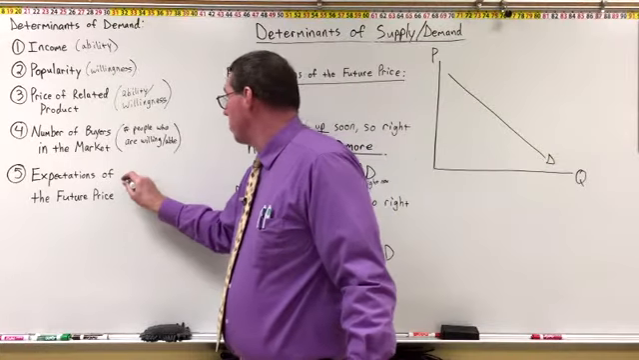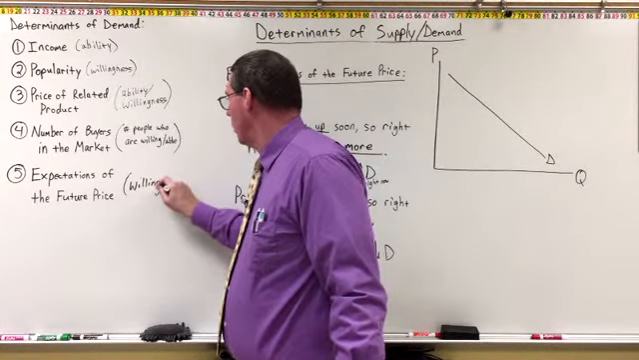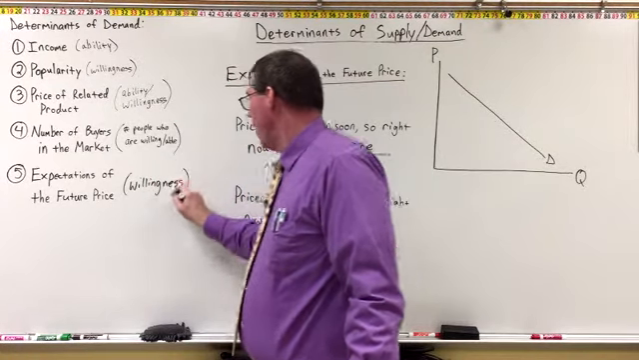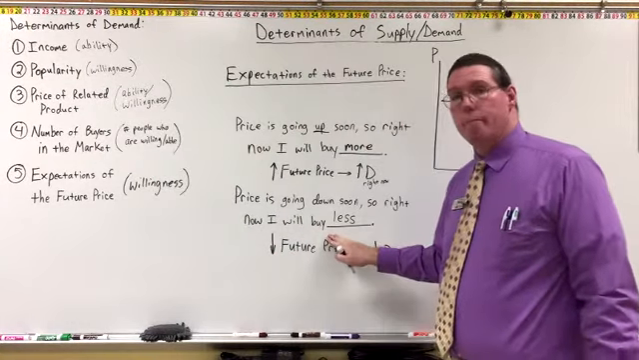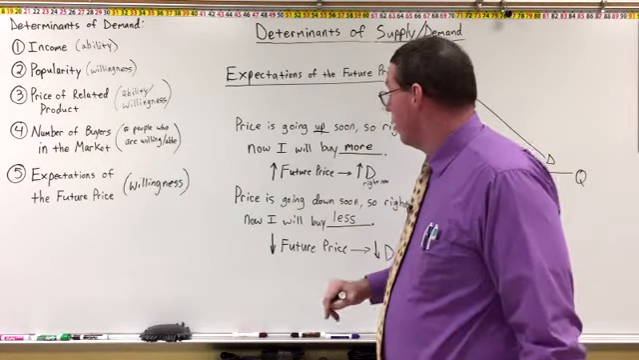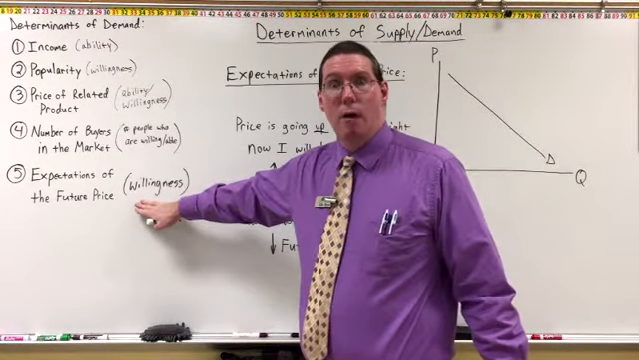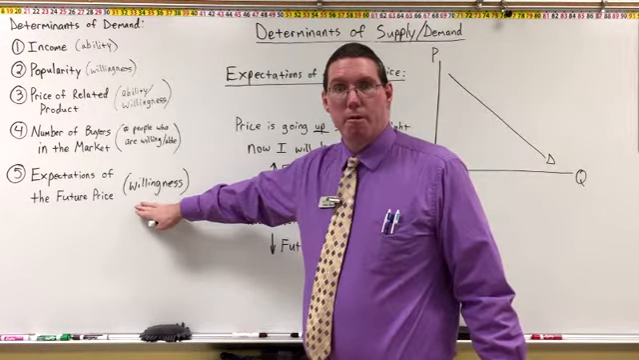So expectations of future price, that's basically affecting the willingness to buy. I am not willing to buy right now because I'm saving up my willingness and ability to buy for the future. On the other hand, if the price is going to go up soon, I'm more willing to buy it now because I want to get it before the price goes up.